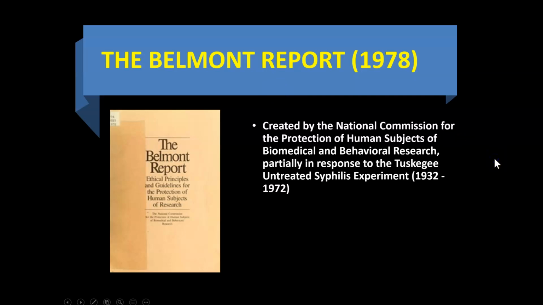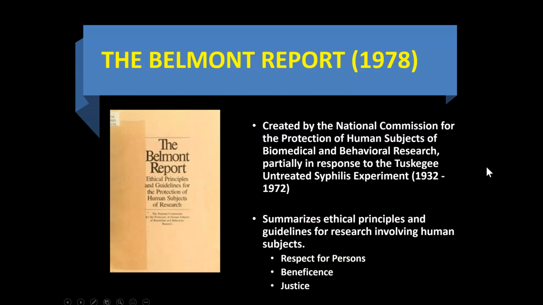So these principles were created by the National Commission for the Protection of Human Subjects of Biomedical and Behavioral Research, partially in response to the Tuskegee untreated syphilis experiment that ran between 1932 and 1972. And there is a video on that experiment for you to watch. And before we continue, the Belmont Report was named after a hotel where this took place, I believe in Maryland. They just called it the Belmont Report.